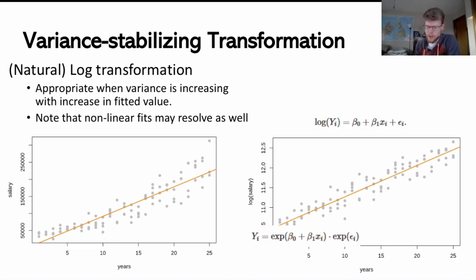So what we have over here is the same relationship, except that now it's the log of salary instead of just salary. And we can see now that we have constant variance, and we also have a linear relationship here as well. So that's also something that can happen with the log transformation: slightly nonlinear relationships can become linear as well.